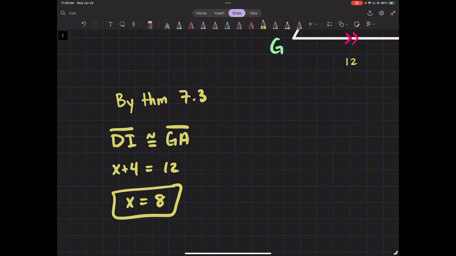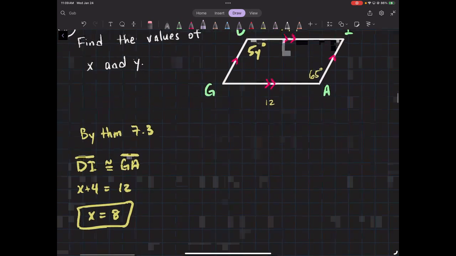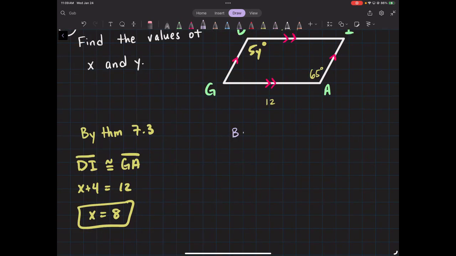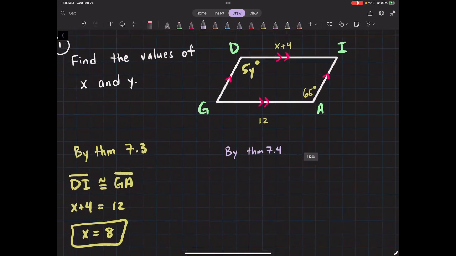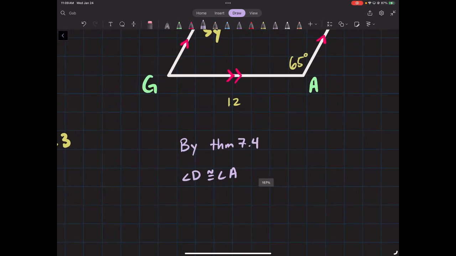Can you help me out for Y? Theorem 7.4 says what? Good. So angle D is congruent to angle A. Okay, pick someone.